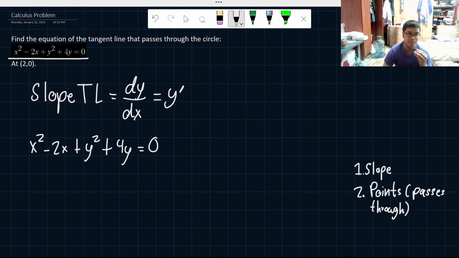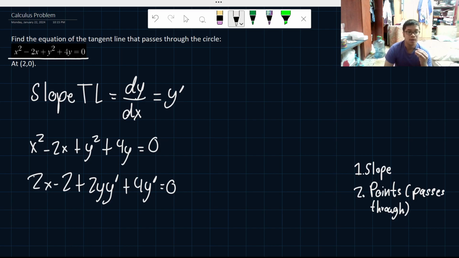We will have 2x minus 2 plus 2y y prime plus 4y prime is equal to 0. So that's it. So 2y y prime, all right, good. Now what's next? Now we will find our y prime.